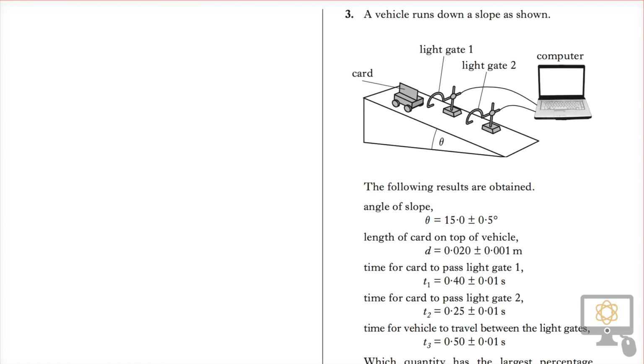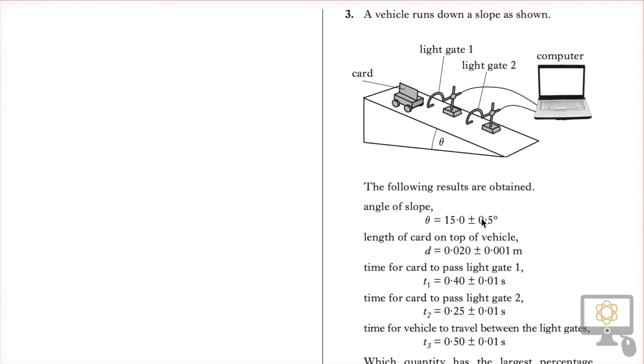So we're going to be looking at question number 3 from the 2013 revised higher physics paper. It says that a vehicle runs down a slope as shown. Here is our vehicle and it's running down a slope, travelling between two light gates which are connected to the computer. And the following results are obtained.